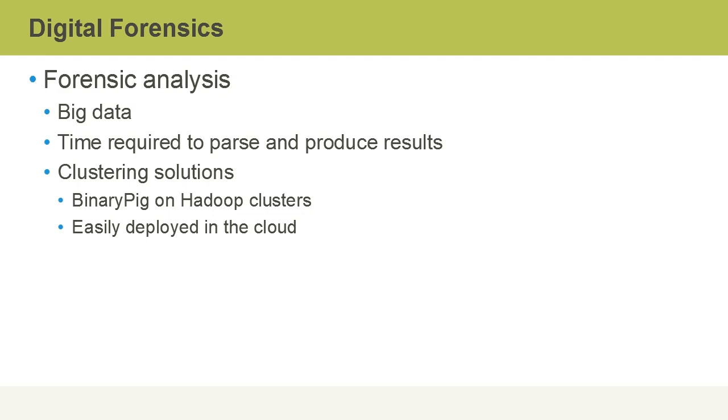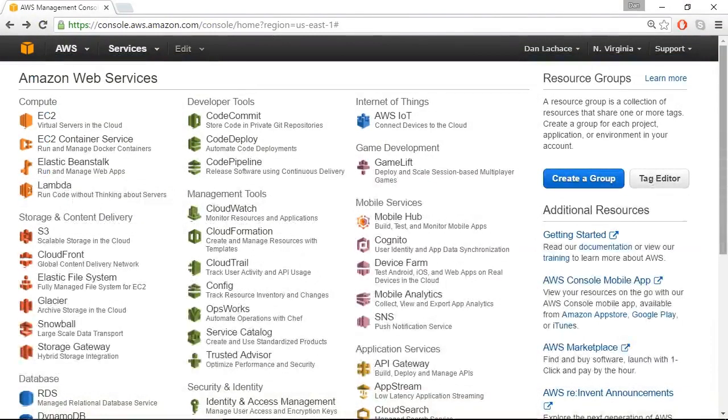So often what gets used in forensic analysis are some kind of clustering solution, such as Binary Pig on Hadoop clusters, where we've got multiple computers working together to process data. And this is also easily deployed in the cloud, where we can very quickly spin up clusters for big data forensic analysis. And once it's finished, we can then deprovision it so we're no longer paying for the use of that clustering service.